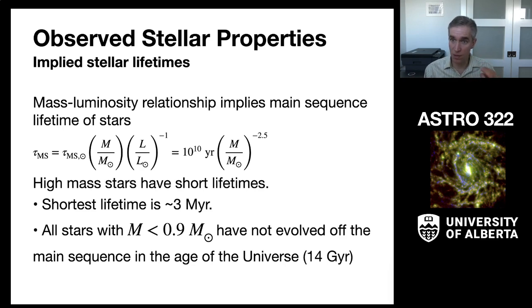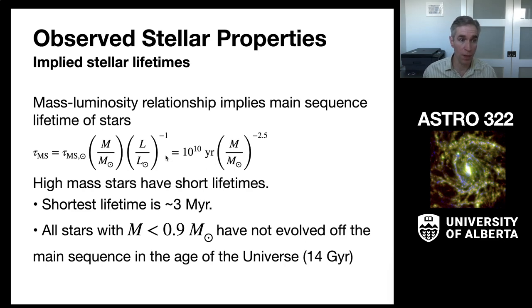And so a small low mass star is going to be more efficient. It's going to use less energy per unit time for its mass relative to a high mass star. And therefore it will be able to go a lot farther in time, whereas the high mass stars will just consume all of their fuel incredibly quickly. It's worth noting that all stars have about 10% of their mass available for nuclear fusion, with some modest exceptions at the high mass end. The practical consequences here are that high mass stars have the shortest lifetimes, of about 3 megayears. And then all stars with masses less than 9/10 of a solar mass have not evolved off their main sequence. So no star with this low mass has actually died in our universe yet.